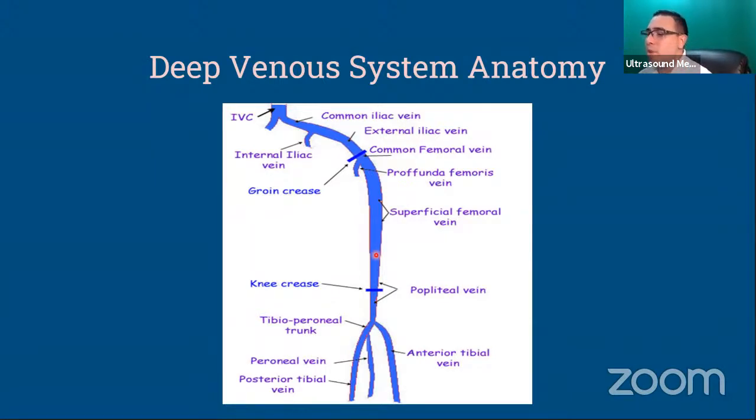Remember that, as Darian is going to talk about later, we have to do the protocol for the deep system first, and then after this we do the protocol for the superficial system. The way we go is we do proximal, then mid, and then distal.